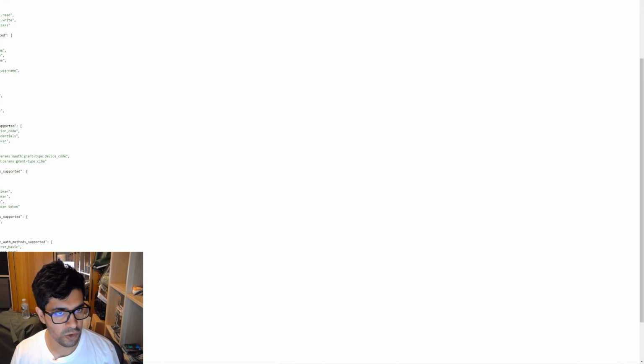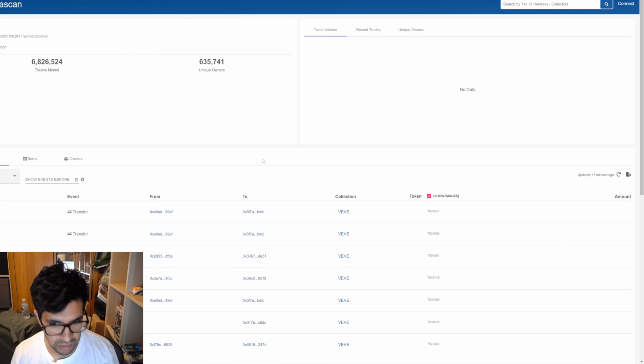So if we go to firstly Mutascan. Mutascan, for those who don't know, is the way to track L2 tokens on Immutable X. And if we search up VeVe, we can see total number of minted tokens, unique owners. So this is individual addresses that have these tokens. So 6.8 million tokens, that correlates to 6.8 million NFTs on VeVe. So we can see that the collection falls under VeVe, and then we can see the addresses and the transaction. So that's fairly reasonable stuff.